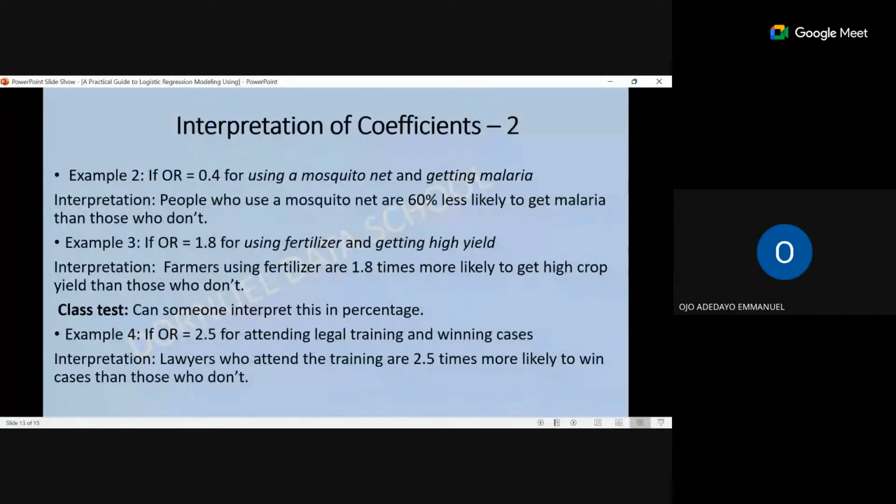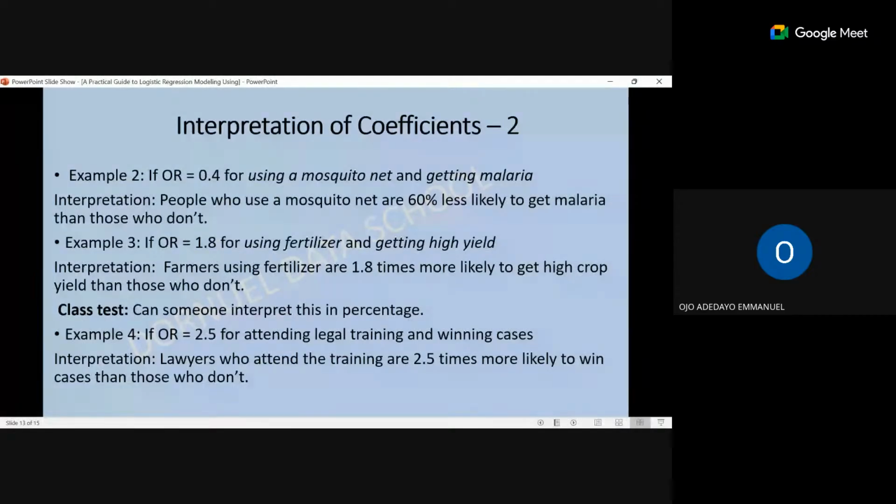Remember, it is below what? It's below 1, and when you have below 1, it's less likely. When you have above 1, it's more likely. Please take note of that. People who use a mosquito net are 60% less likely to get malaria than those who don't use it. That is, if you are sleeping under a mosquito net regularly, there is 60% less chance that you are going to have malaria.